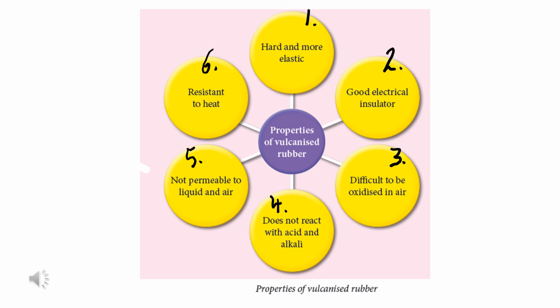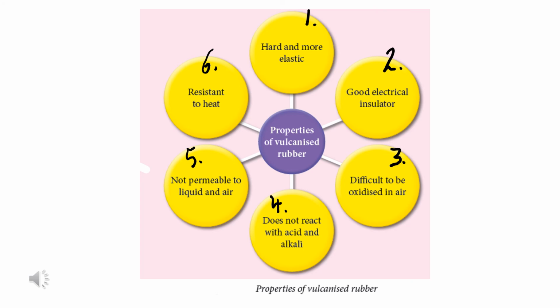There are 6 special qualities of vulcanized rubber. Firstly, it is hard and more elastic. Secondly, it is a good electrical insulator and difficult to be oxidized in air. Vulcanized rubber does not react with acid and alkali. It is also not permeable to liquid and air. Lastly, it is resistant to heat.